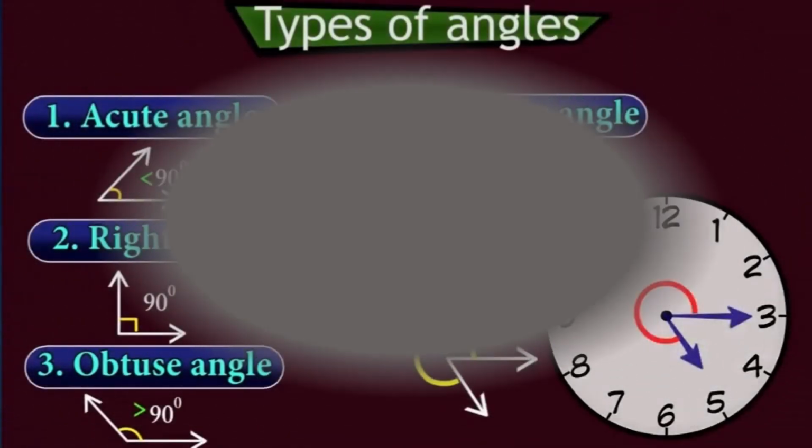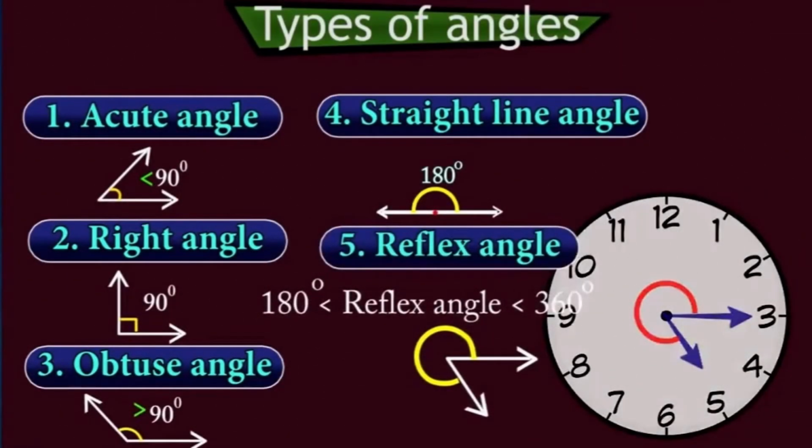Types of angles. You know that an angle whose measure is exactly 90 degrees is called a right angle. An angle whose measure is less than 90 is called an acute angle. An angle whose measure is greater than 90 degrees is called an obtuse angle. When two right angles form a straight line, you know that 90 degrees plus 90 degrees is 180. Therefore, the measure of a straight line angle is equal to 180 degrees.